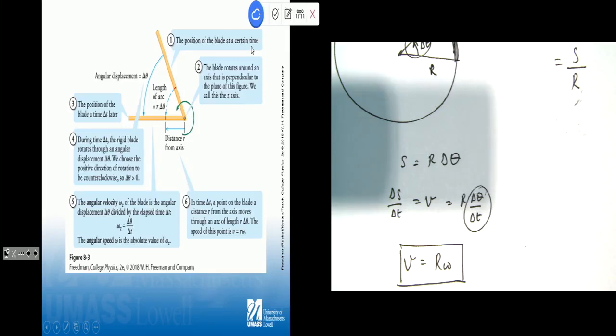So remember V equals R omega relates your translational speed V to the angular speed omega. Everyone with me so far? Okay.